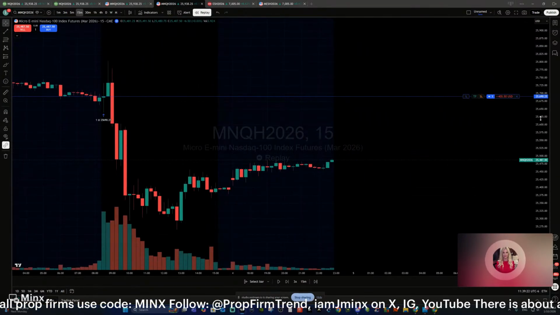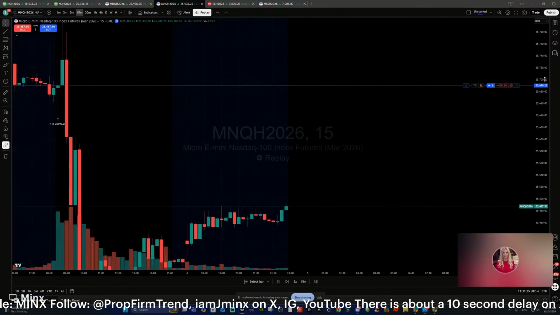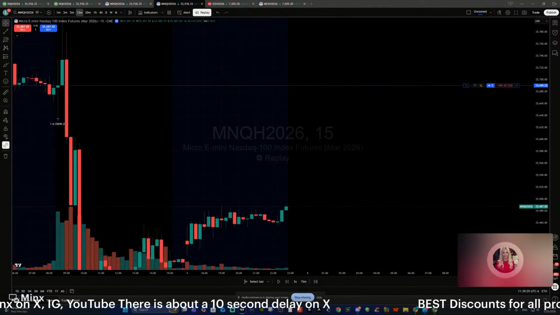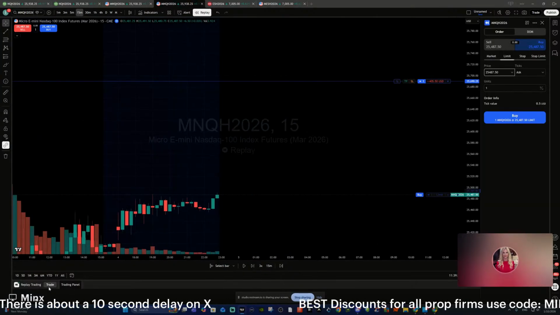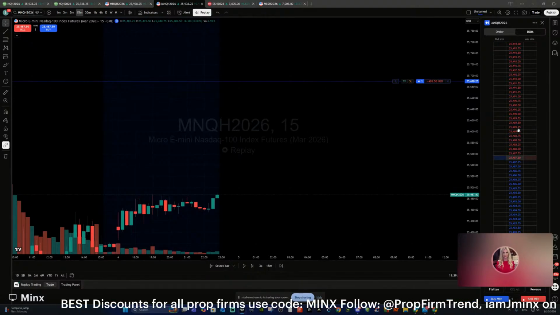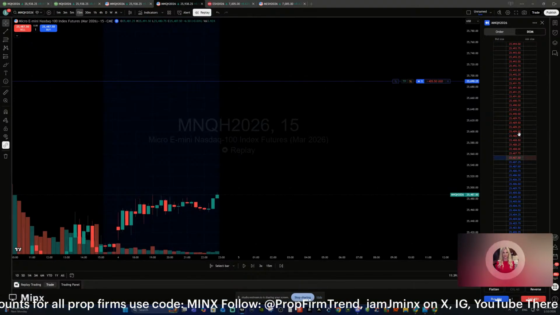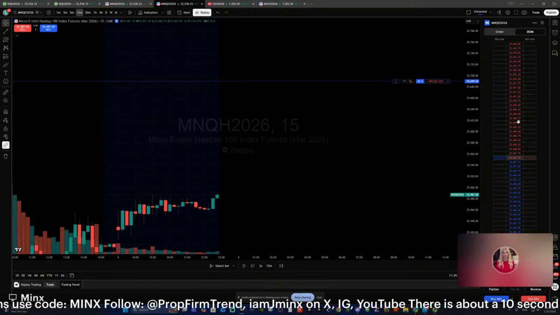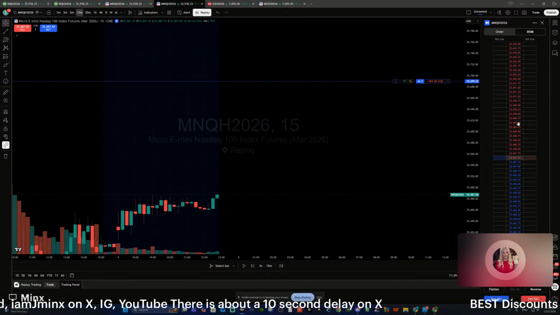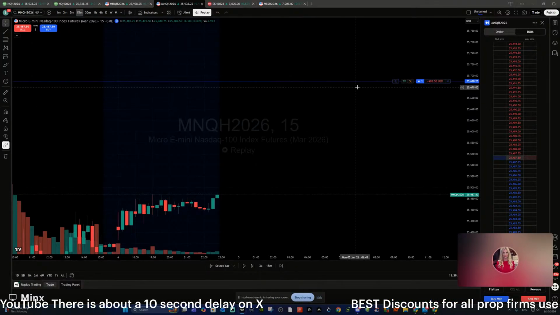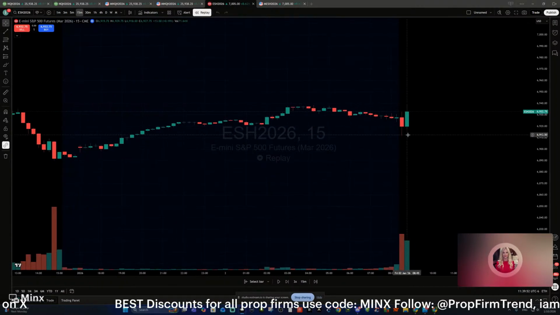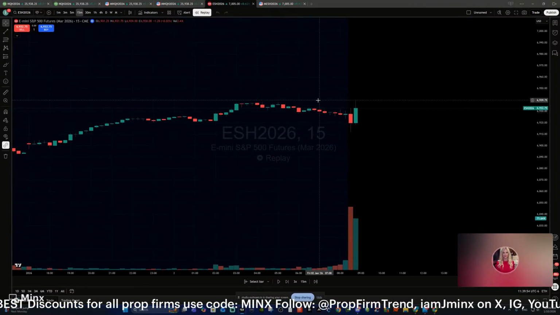So every 25 cents that it moves, which is the 0.25. Actually, let me show you guys the trading panel. The DOM. See how the DOM is 0.00, 0.25, 0.50, 0.75. It moves in a 0.25 spread. So ES moves $50 per point.